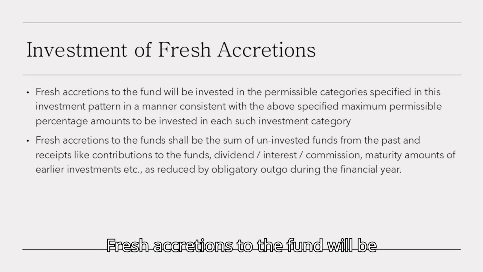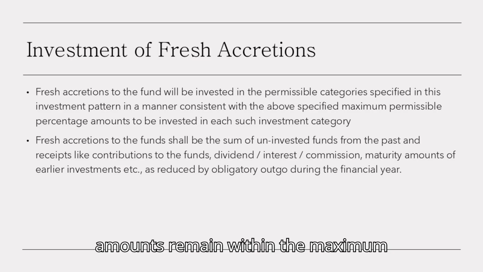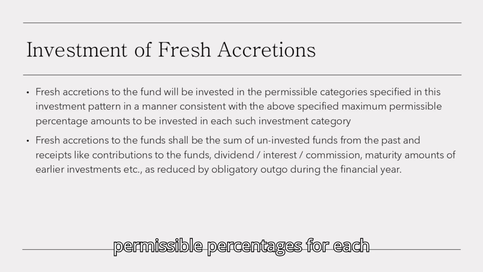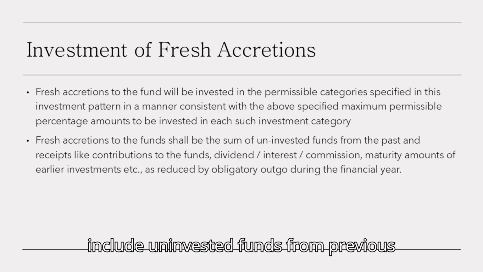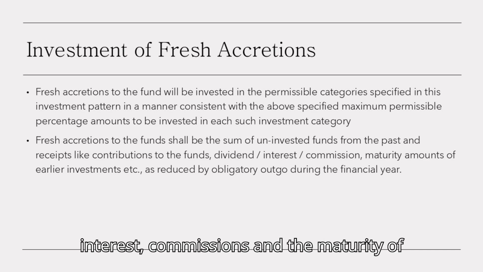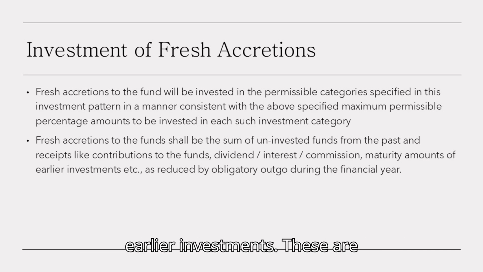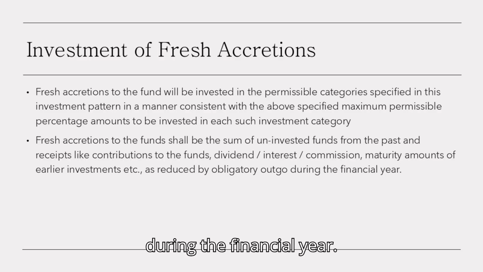Fresh accretions to the fund will be invested according to the specified investment pattern, ensuring that the amounts remain within the maximum permissible percentages for each category. Fresh accretions include uninvested funds from previous periods, contributions, dividends, interest, commissions, and the maturity of earlier investments. These are adjusted for any obligatory outgoings during the financial year.